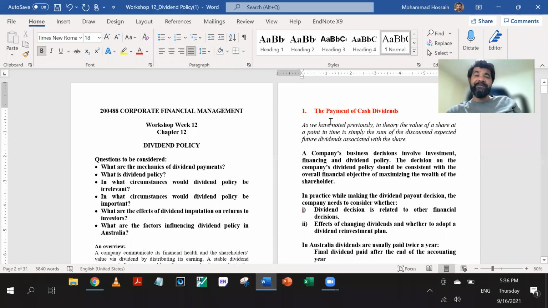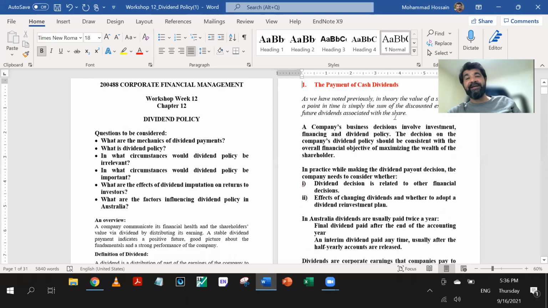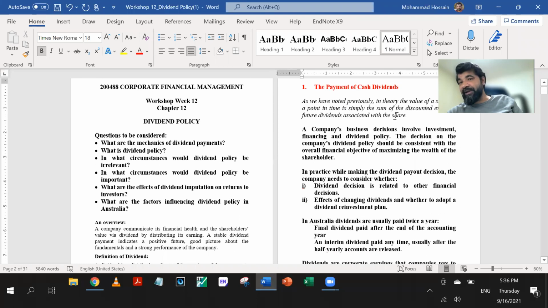Okay, so dividend is payment of cash dividends. The payment of cash dividend. Dividend is provided in terms of cash. So they provide you the cash money.